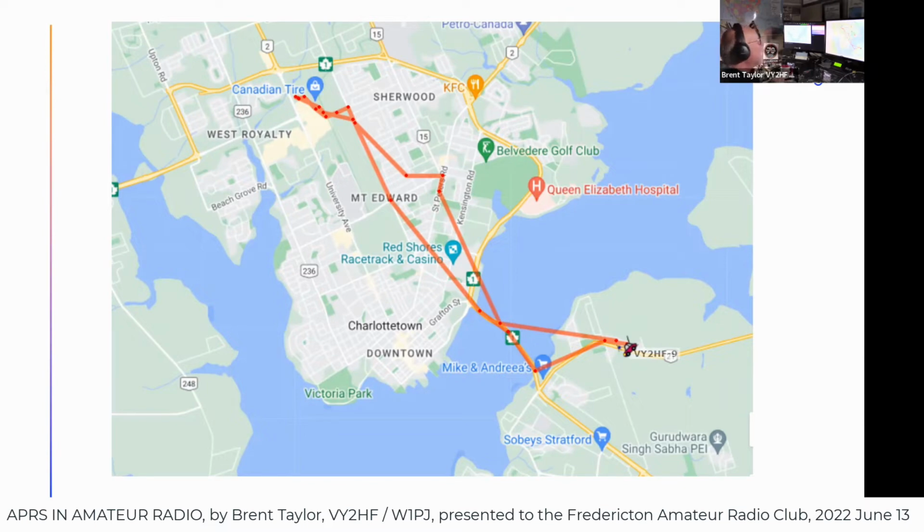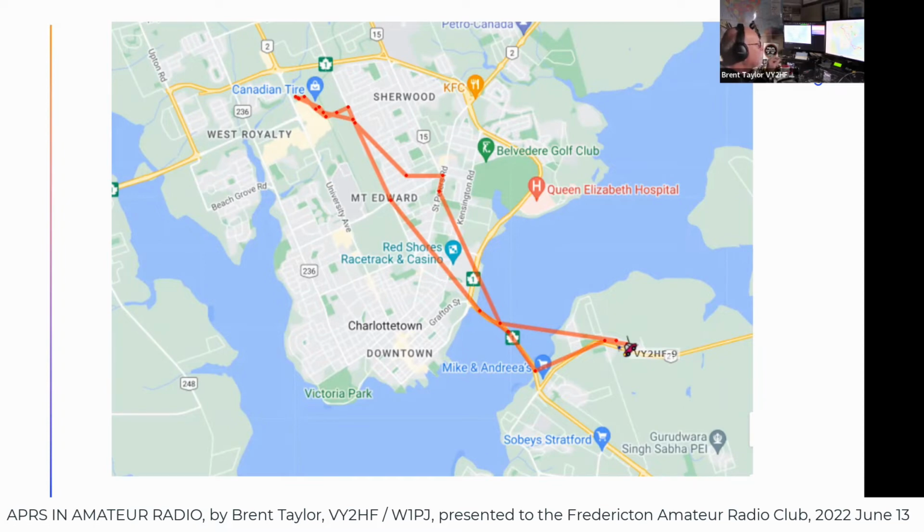And then back home. I didn't take the exact same route back home, but you'll see those lines and little dots. Each of those dots represents one of those pieces of data that I shot out when I was APRSing just a moment ago. So that's what the map looks like.